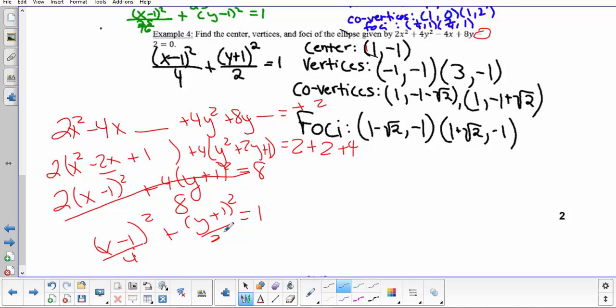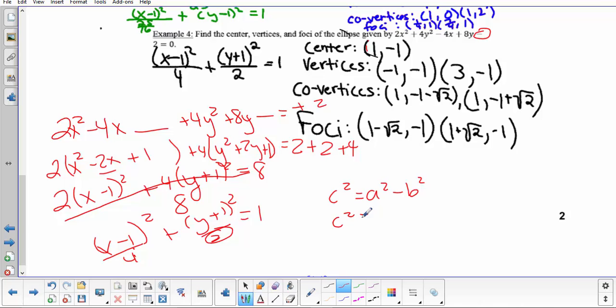For the covertices, I have 2. Well, the square root of 2 is square root of 2. So from the y coordinate, I have to subtract and add root 2. So the 1 stays for the x, and I get negative 1 minus root 2 and negative 1 plus root 2. Now to find the foci, it's c squared equals a squared minus b squared.